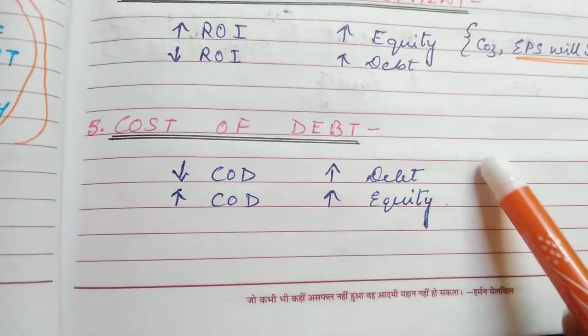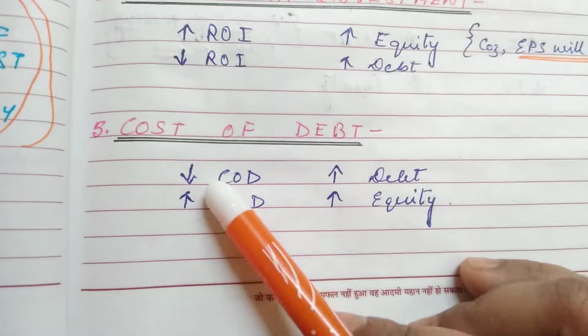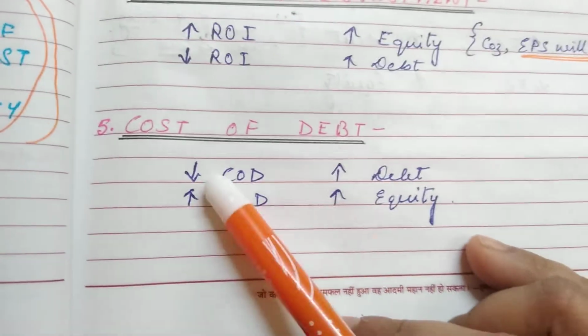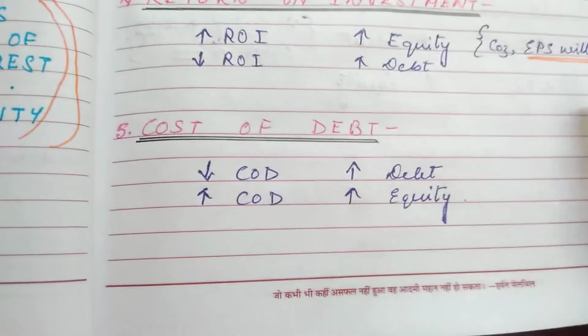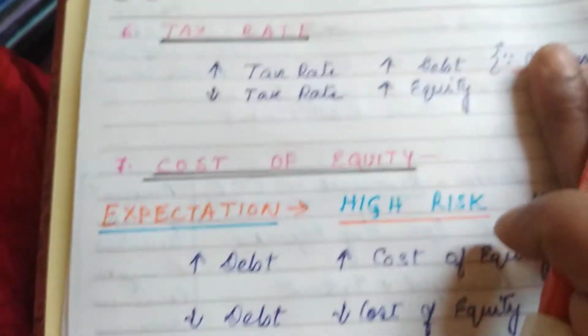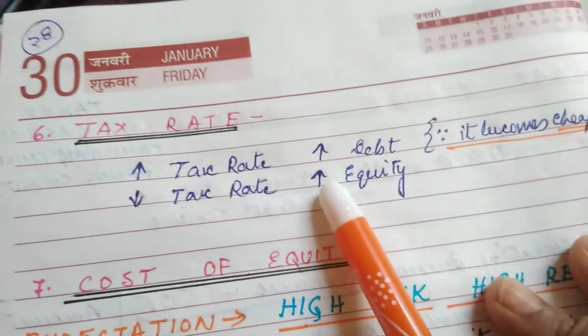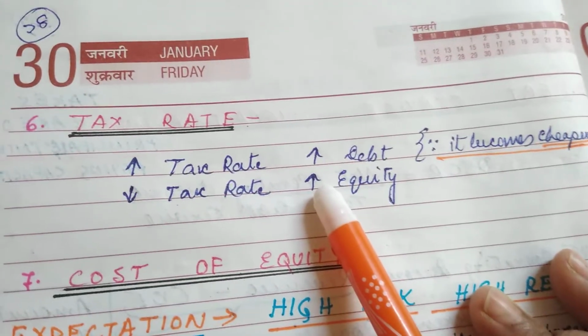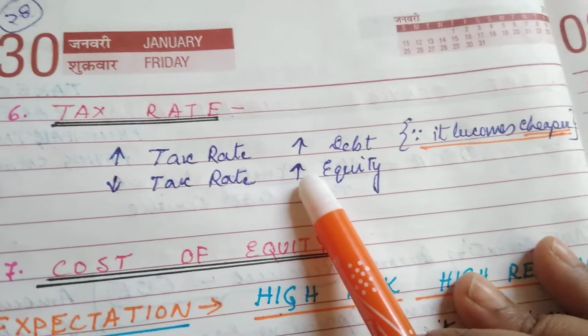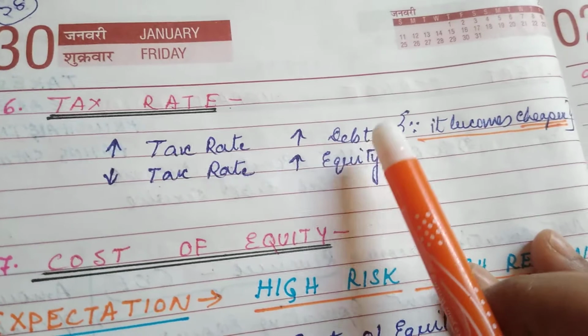So we have to go for equity. So if the COD is less, we will go for debt. But if the COD is higher, we will go for equity. Next, we move into the next point, which is tax rate. Rate of tax affects the debt percentage.